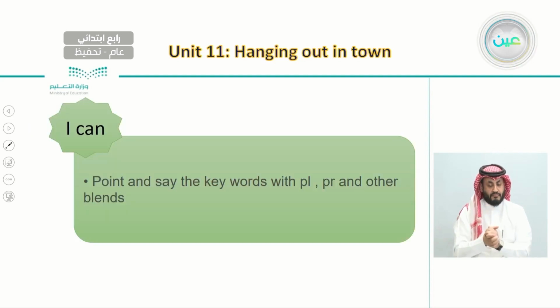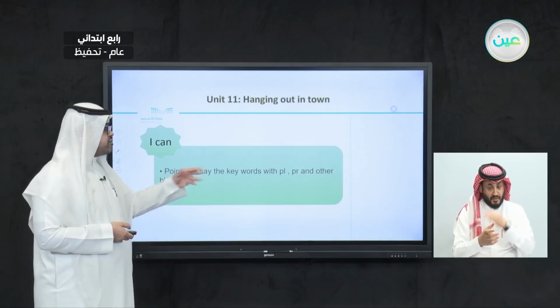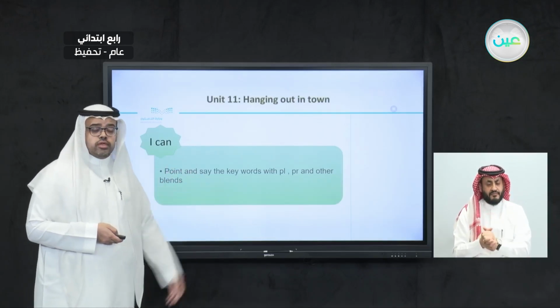See how we pronounced all of these words, or all of these blends, as one sound unit. So at the end, it is important that you can point and say these keywords with these blends.